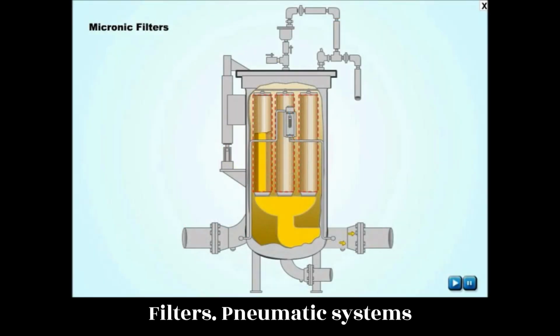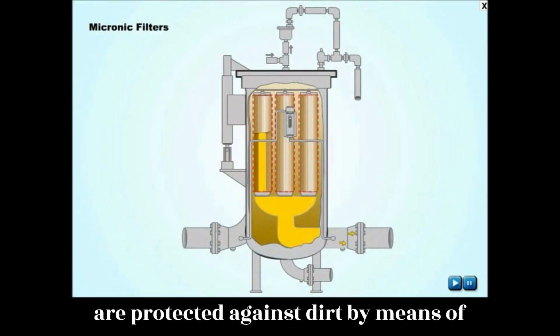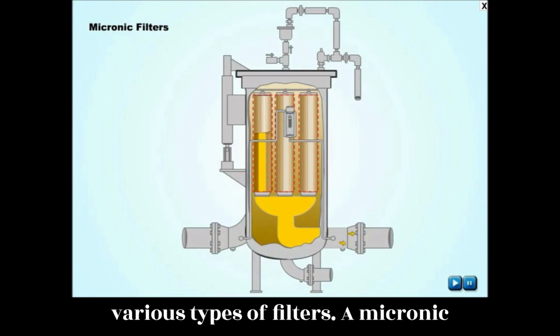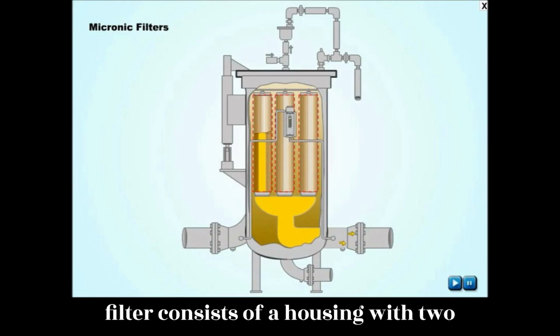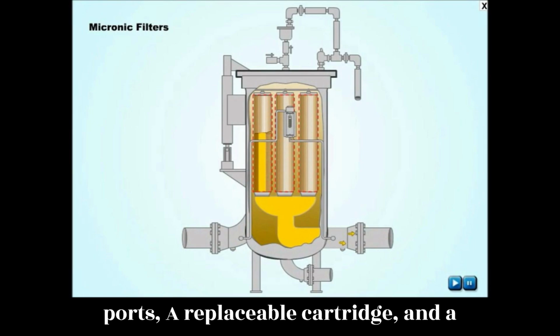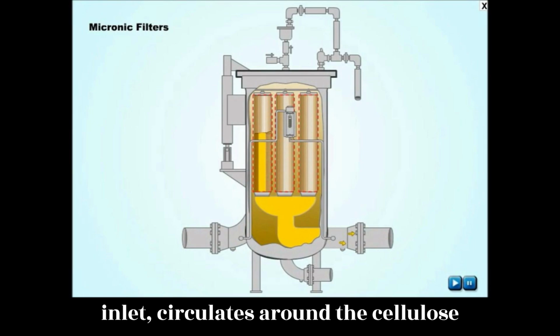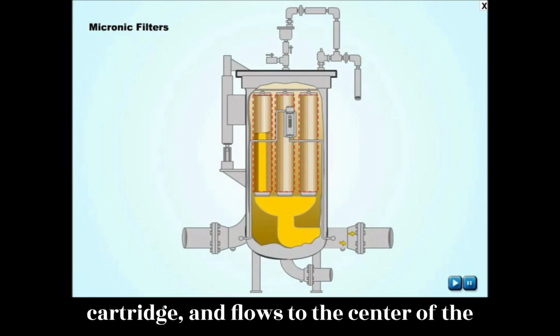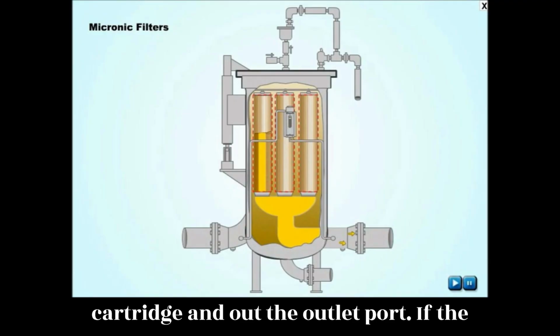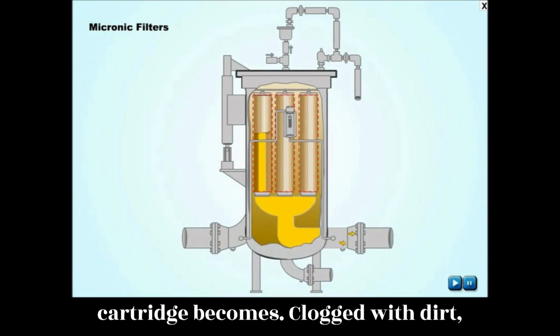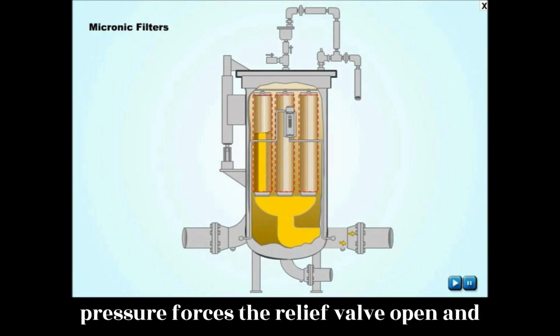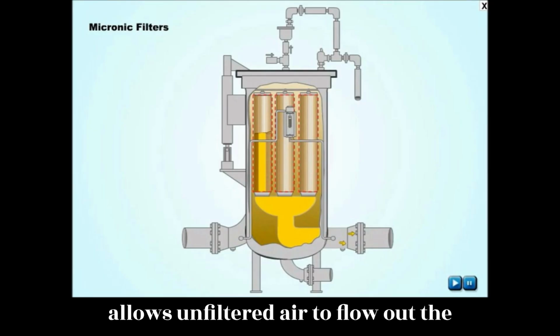Filters. Pneumatic systems are protected against dirt by means of various types of filters. A micronic filter consists of a housing with 2 ports, a replaceable cartridge, and a relief valve. Normally, air enters the inlet, circulates around the cellulose cartridge, and flows to the center of the cartridge and out the outlet port. If the cartridge becomes clogged with dirt, pressure forces the relief valve open and allows unfiltered air to flow out the outlet port.